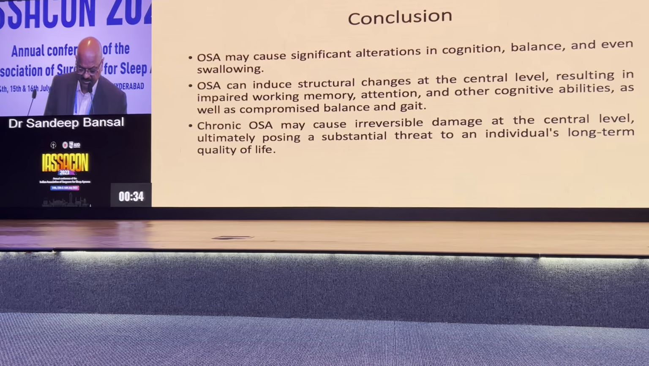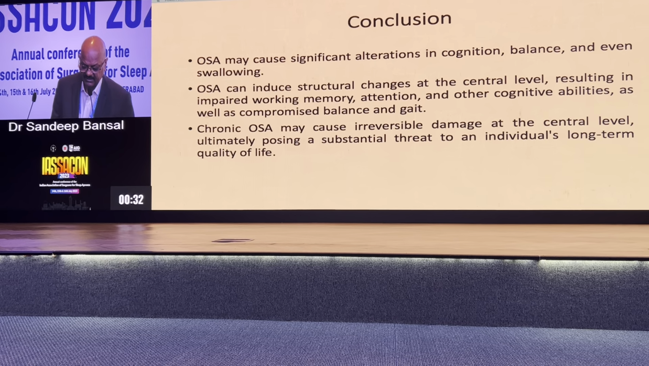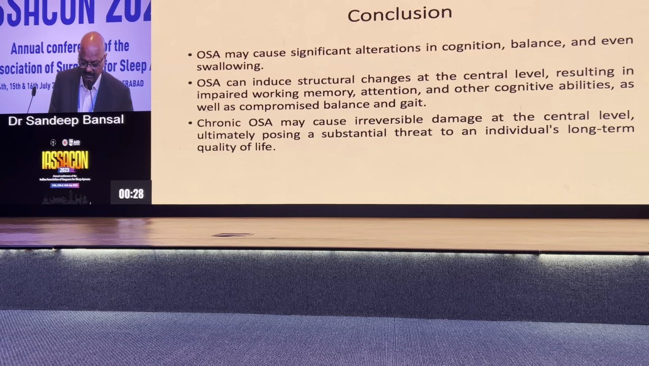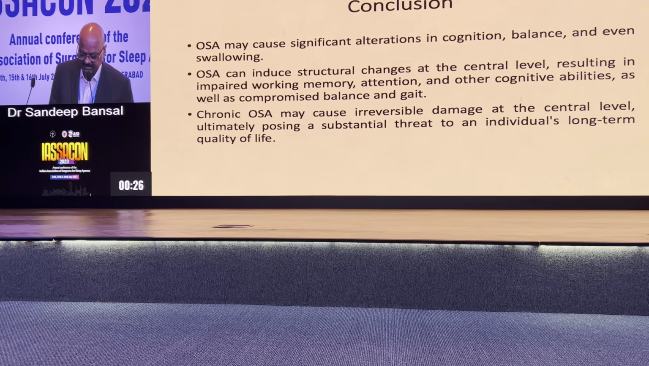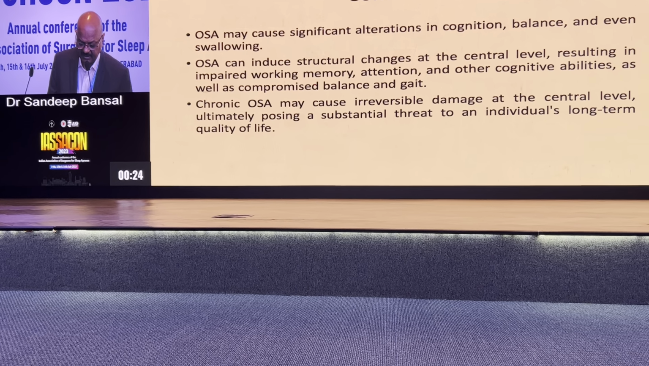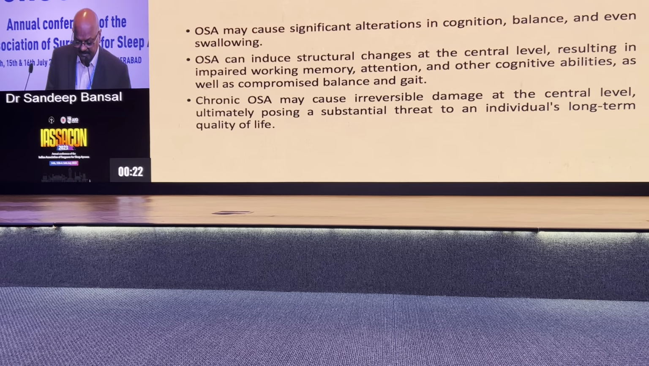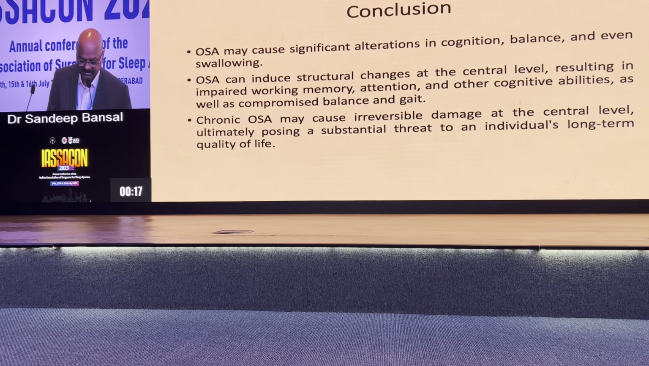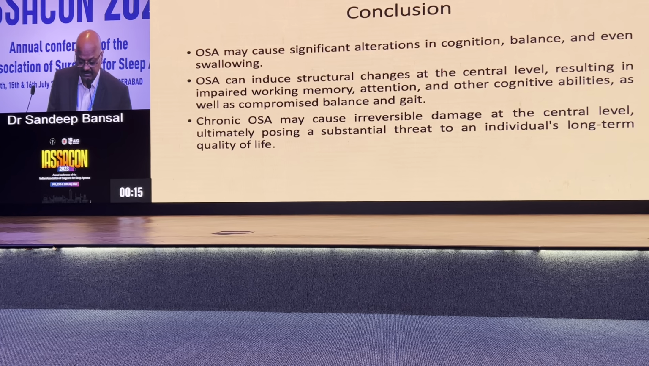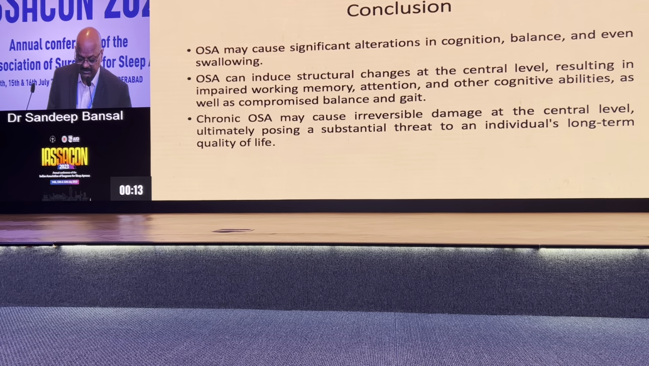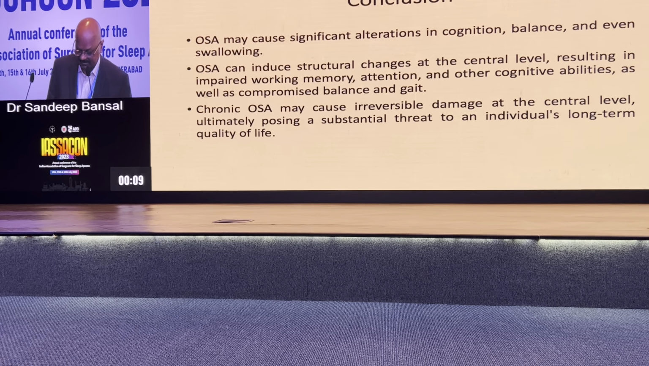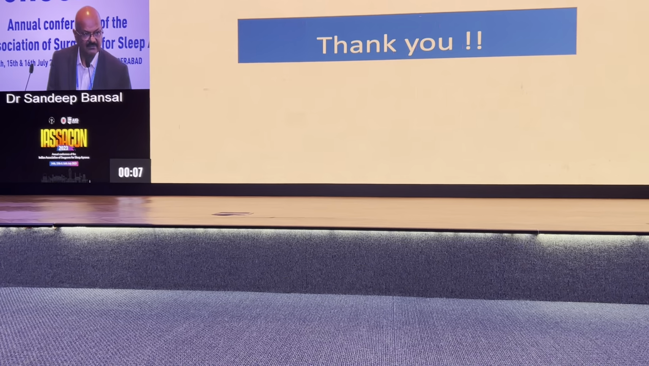I'm running out of time. So I would just like to conclude that OSA may cause significant alteration in cognition, balance, and even swallowing. OSA can induce structural changes at the central level, resulting in impaired memory, attention, other cognitive abilities, as well as compromised balance and gait. And chronic OSA may cause irreversible damage at the central level, ultimately posing a substantial threat to an individual's long-term quality of life. Thank you so much.